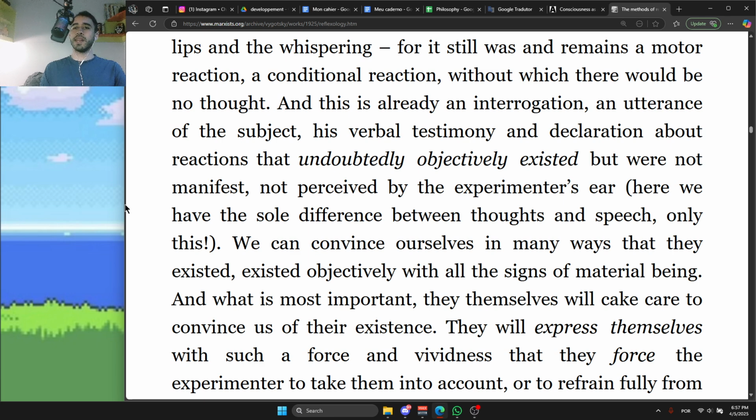And this is already an interrogation, an utterance of the subject, his verbal testimony and declaration about reactions that undoubtedly objectively existed, but were not manifest, not perceived by the experimenter's ear. Here we have the sole difference between thoughts and speech. Only this. We can convince ourselves in many ways that they existed objectively with all the signs of material being. And what is most important, they themselves will care to convince us of their existence.